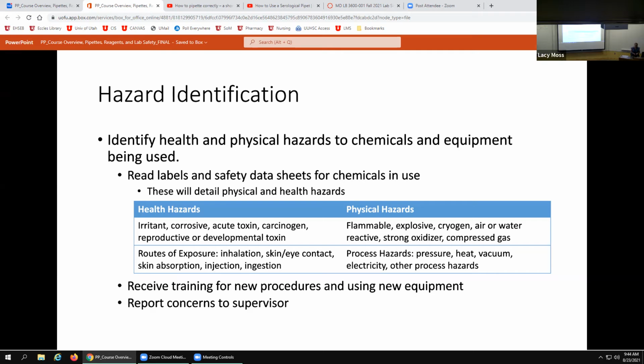And then there are routes of exposure. Inhalation is a big one, and skin contact. We should not be injecting anything in the lab, so you're relatively safe from that one in our lab. Ingestion should also be relatively safe, so wash your hands. But inhalation and skin contact are our big ones. And you should receive training for new procedures and new equipment and report your concerns to your supervisor.